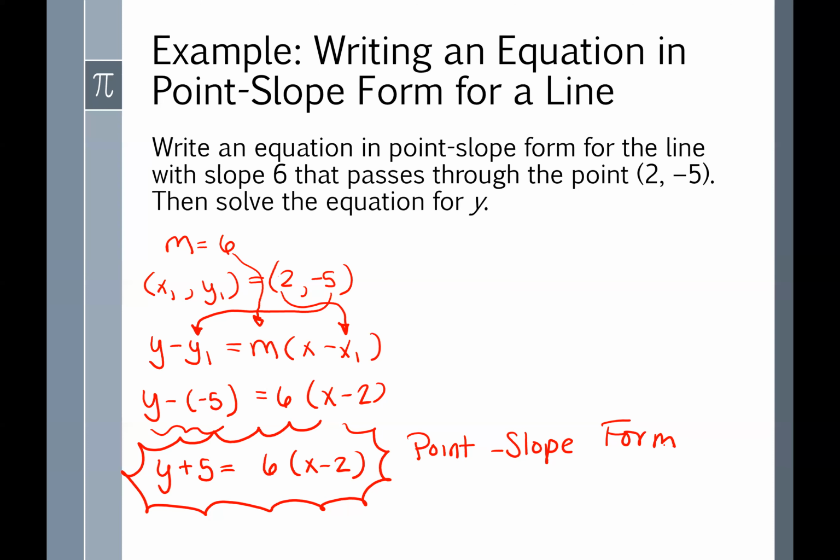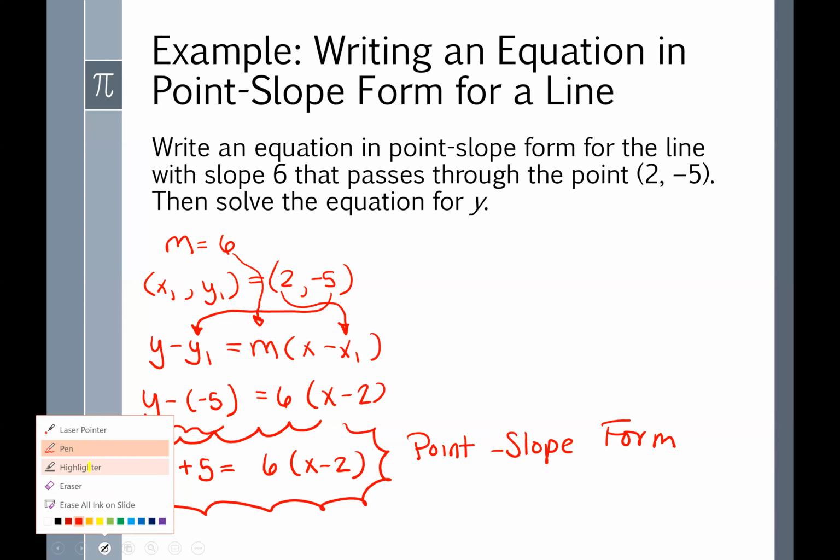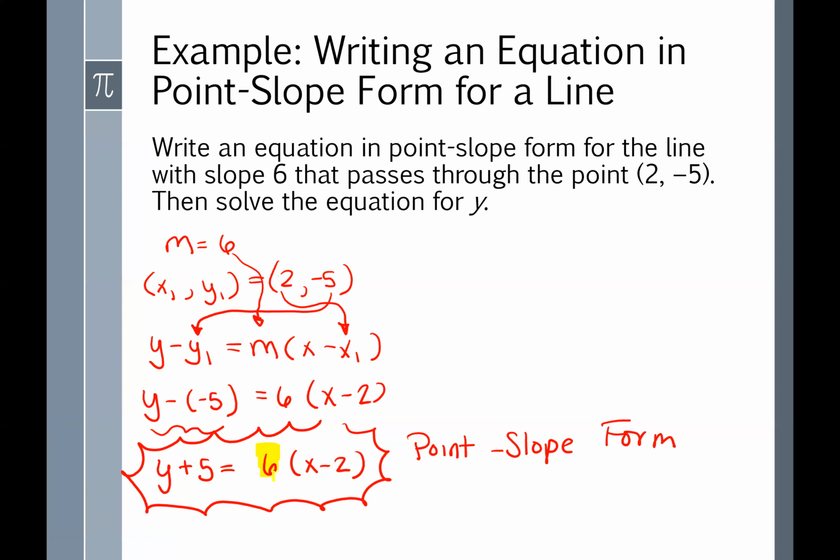And the reason it's point slope form is because just looking at this, I know that this number outside the parentheses is the slope. So the slope of this line is 6. I also know that whatever I have here, the opposite of that is a y coordinate of a point that's on the line, because the point slope form says y minus y sub 1.